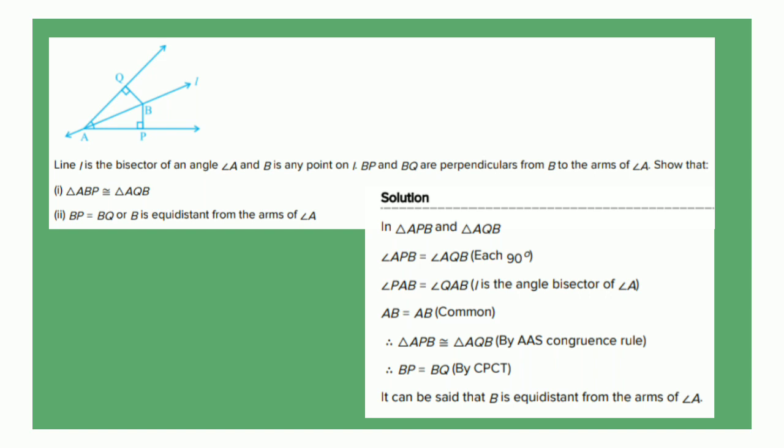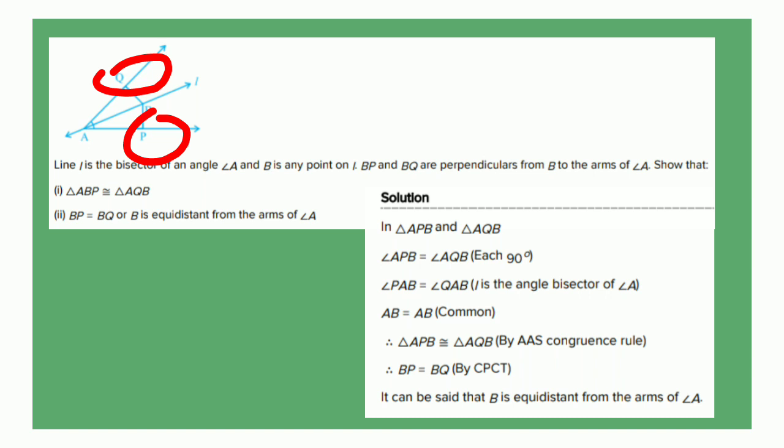So B is the point. We take a point B on the line L and draw two perpendicular lines to the arms of angle A, BP and BQ, that are perpendicular lines, each 90 degrees. Okay, so we have to prove first that the two triangles are congruent. Consider the two triangles APB and AQB. Here angle APB is equal to angle AQB. Each angle is 90 degrees. It is given in the figure.